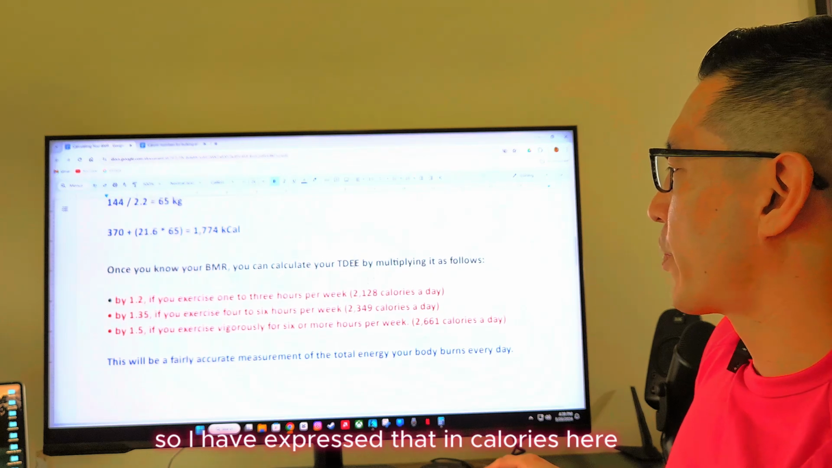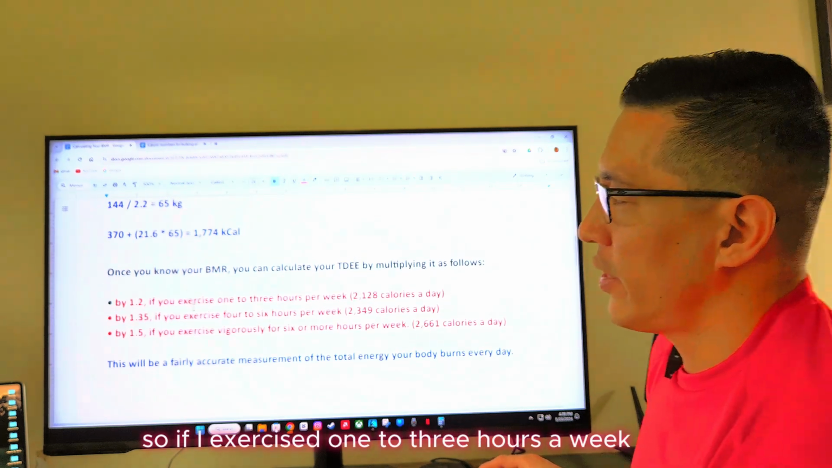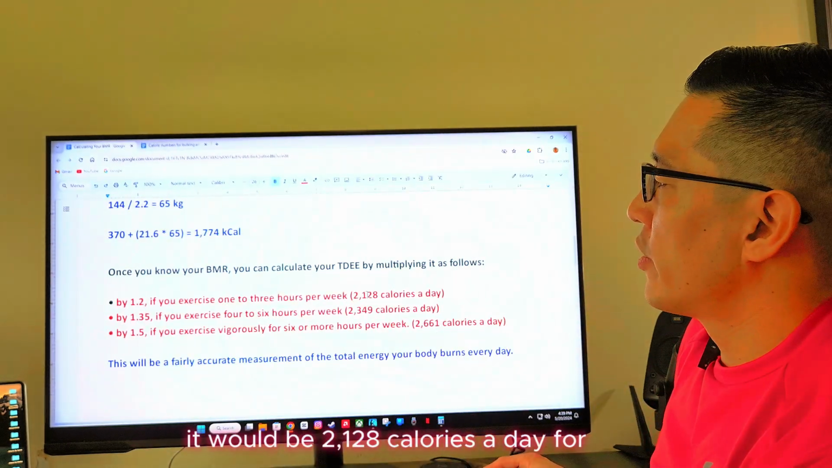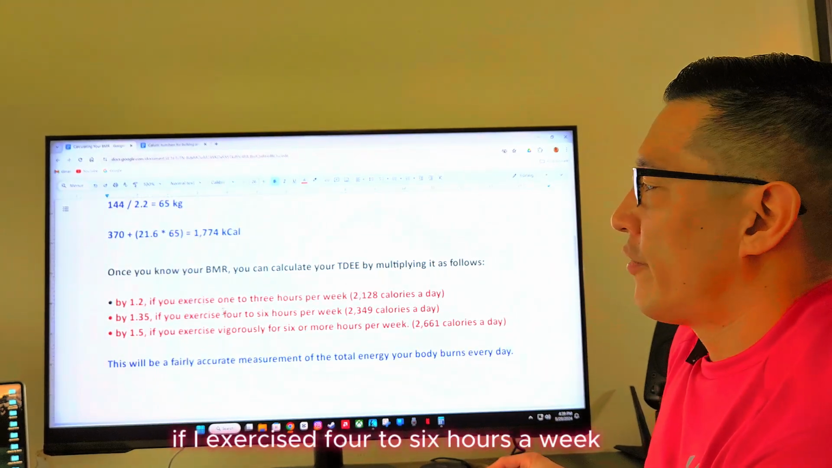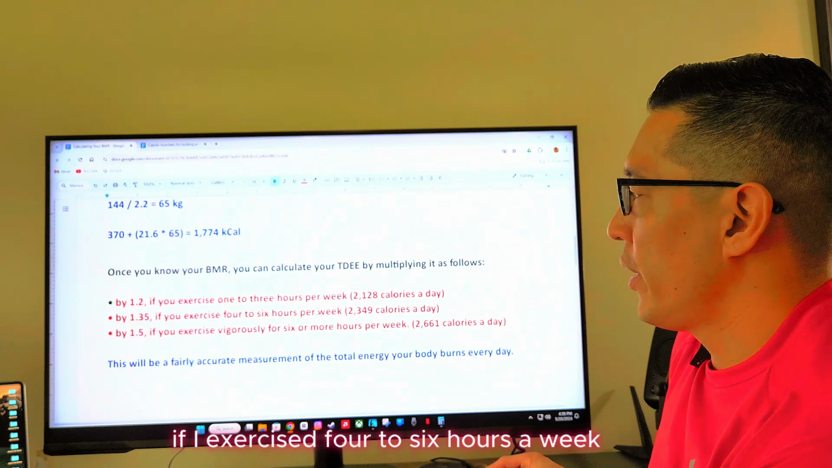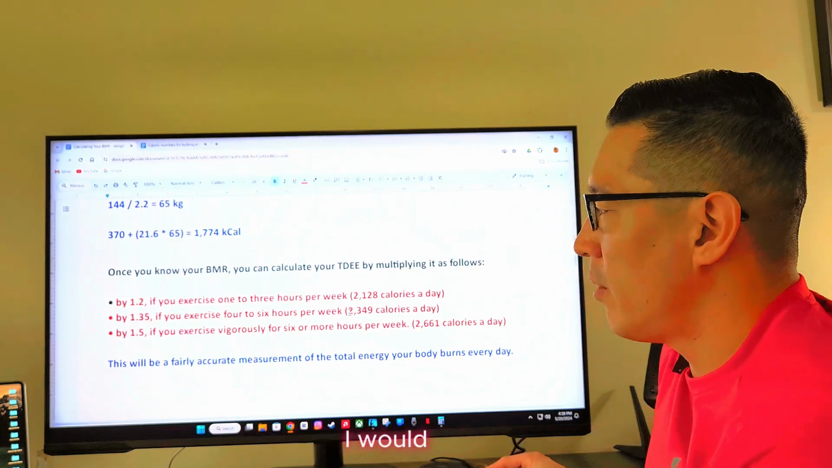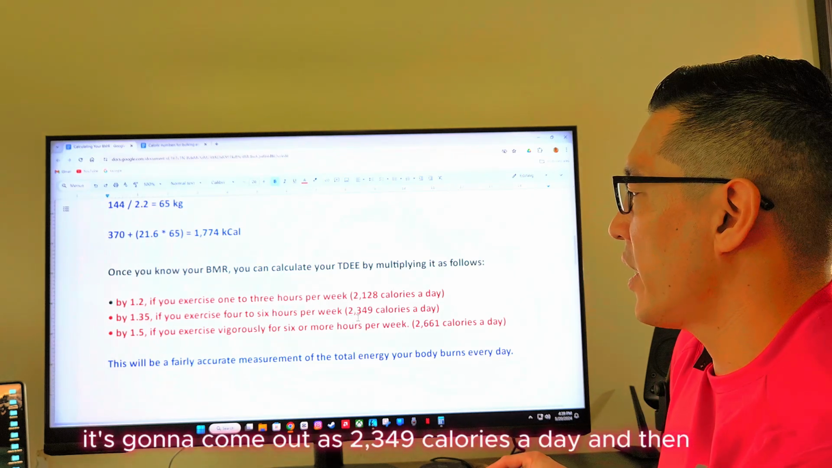So I have expressed that in calories here. So if I exercised 1 to 3 hours a week, it would be 2,128 calories a day. If I exercised 4 to 6 hours a week, which is roughly about where I am, it's going to come out as 2,349 calories a day.